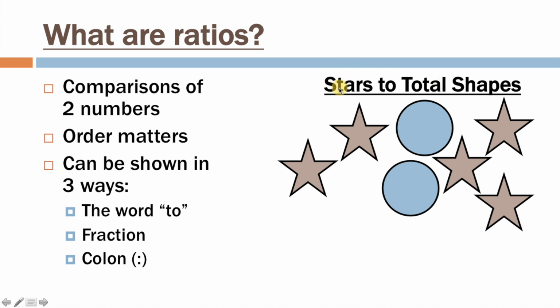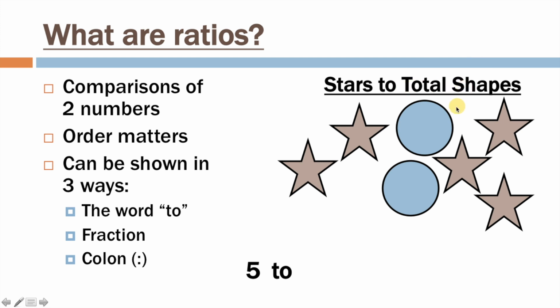How many stars do you see here? Well, I see 1, 2, 3, 4, 5. So that'll be the first number in our ratio. And let's write 5. Then we'll write the word "to." And now we'll address the second part of the ratio, which is the number of total shapes.